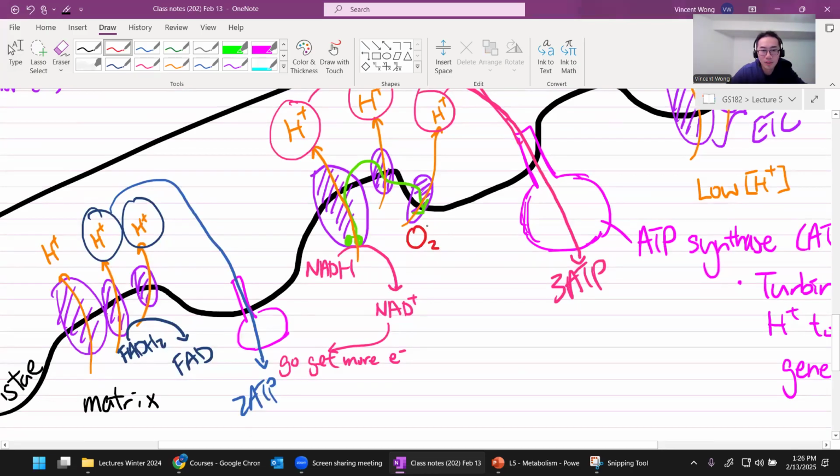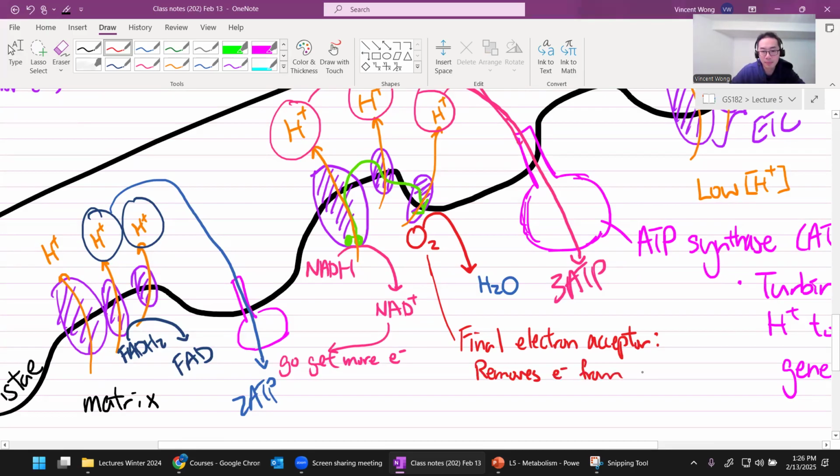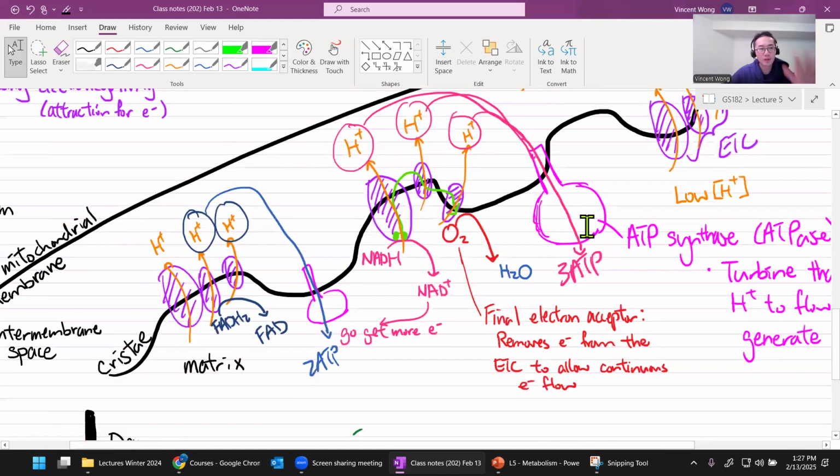So O2 is going to come along, grab the electron from the last protein, and then it's going to become water. And oxygen is very important because it acts as the final electron acceptor. Final electron acceptor. It removes electrons from the ETC to allow continuous electron flow.